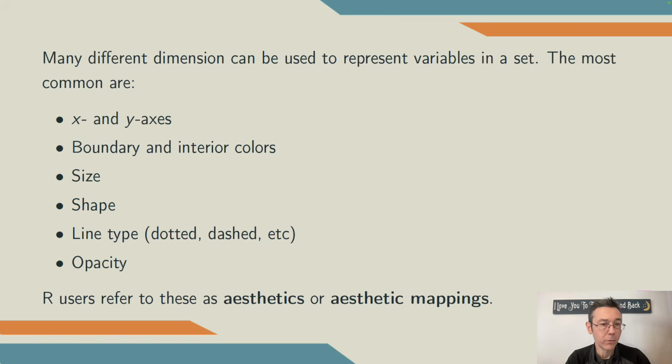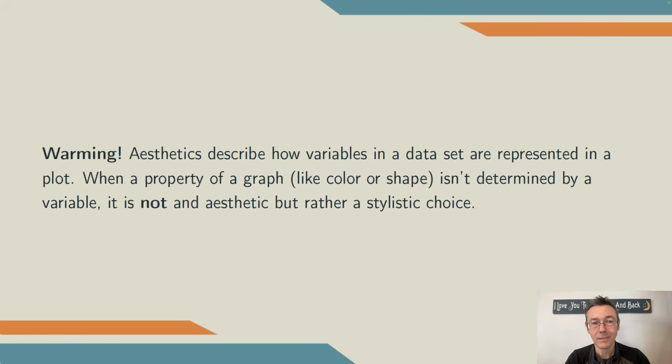Size can be used to represent a variable in a data set. Most often, sample size, number of observations of a certain sort might feed into the size of points on a scatter plot. Shape, line type, and finally, opacity, sort of how transparent the points in our plot or the boxes in our plot are. In R, we refer to these as aesthetics or aesthetic mappings. Mapping referring to the fact that we are taking a variable in the data set and mapping it to a dimension on the plot.